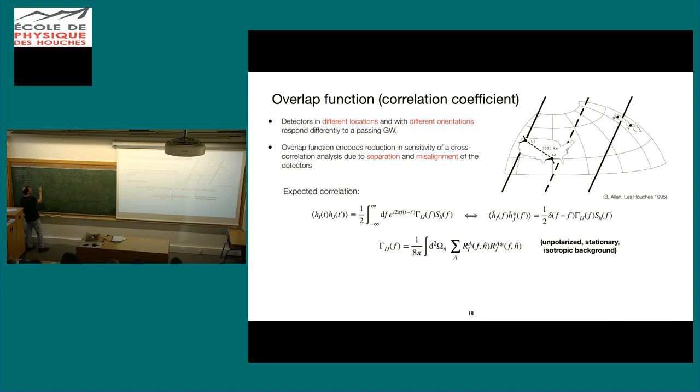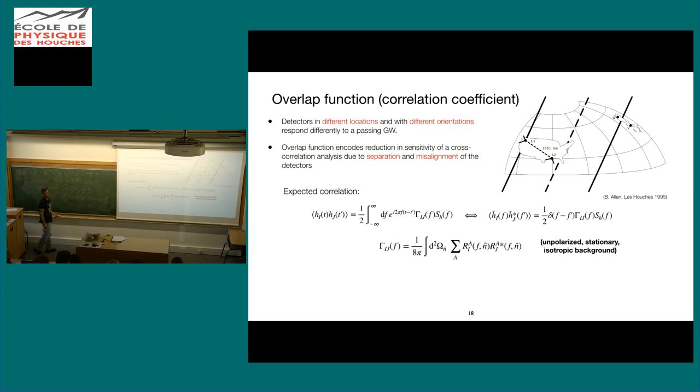Now when we evaluate h tilde_I(f) h tilde_J star(f prime), because we're going to work in the frequency domain where the expression is a little bit simpler, we take the expectation value of a product that looks like this. We're going to have an integral over omega n hat, another integral over omega n hat prime, a sum over a, a sum over a prime. Then we're going to have R_I^A(f, n hat), R_J^A' star(f prime, n hat prime), and then the expectation value of h_A(f, n hat) with h_A' star(f prime, n hat prime).